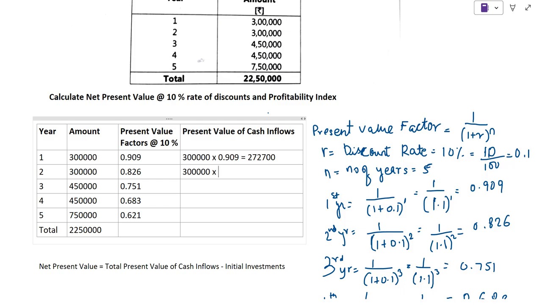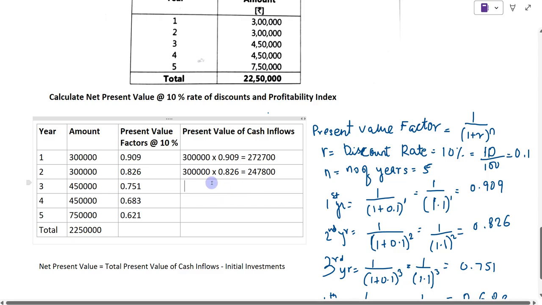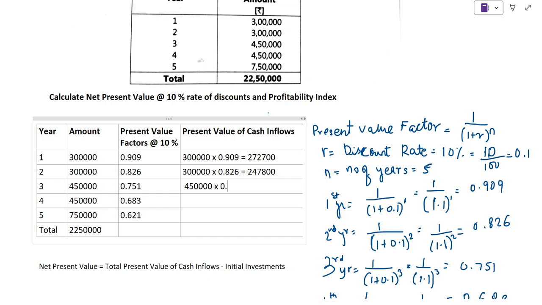Now next, for the second year, 3 lakh into the factor value, how much? 0.826. So we get 2,47,800. For the third year, 4,50,000 into 0.751, we get 3,37,950.